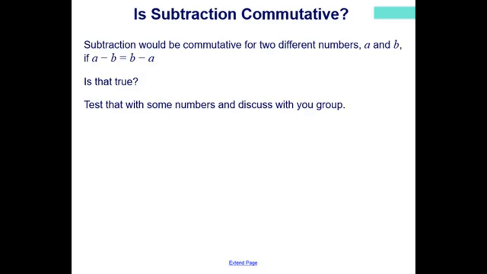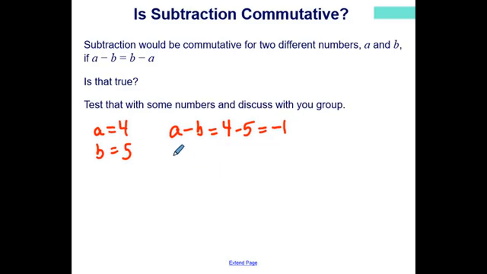So if we look at some numbers to test, let's just arbitrarily pick. For example, let's say a equals 4. And I'm going to arbitrarily say that b equals 5. I'm picking two different numbers to represent a and b. So if subtraction were commutative, we would first need to see a minus b, which in this case is 4 minus 5, which is equal to negative 1.